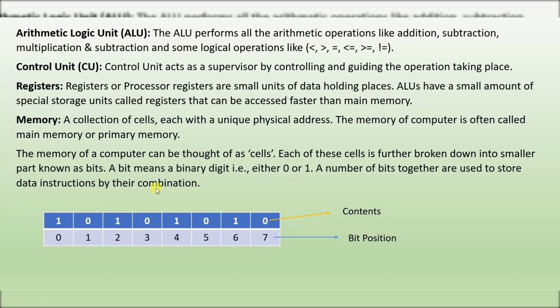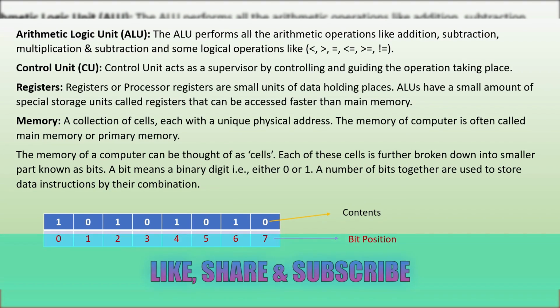Now look here. This is a graph, 1 0 1 0 1 0 1 0. These are the contents. And what is the position of bits in these contents? It will start as 0. Now 0 1 2 3 4 5 6 7, 0 to 7. This is the bit position of these contents. I hope everything is clear in these topics.